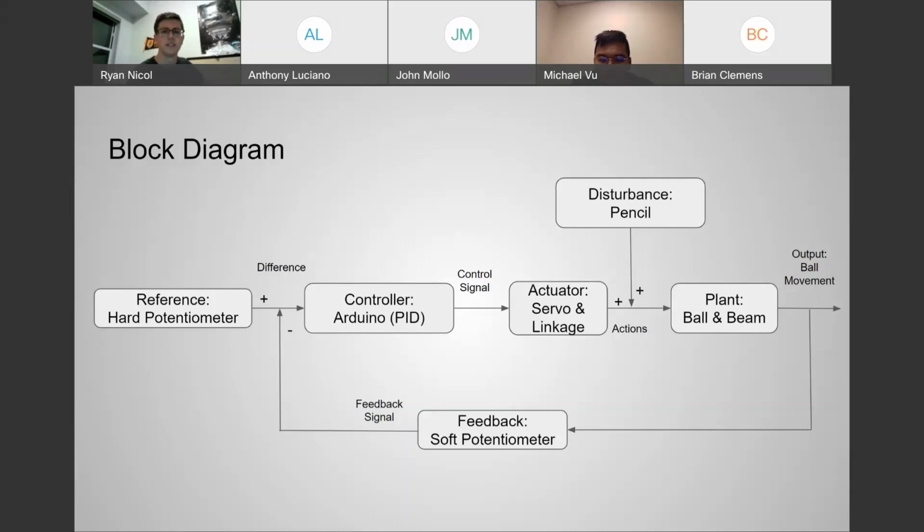Additionally, our feedback is our soft potentiometer, which analyzes the real-time distance the ball is at and feeds back the signal to the controller for the PID. Also, we have our disturbance, which is the pencil when we push the ball away from the desired distance.